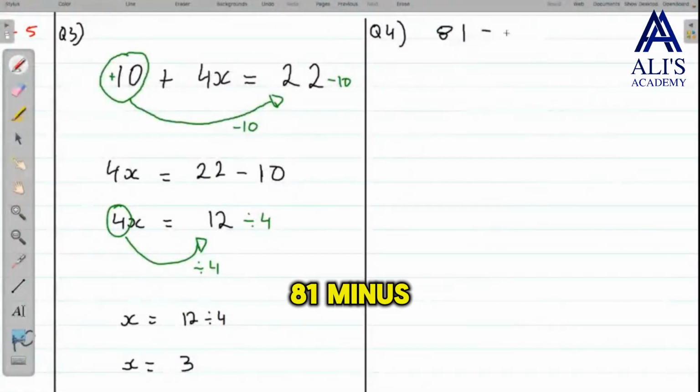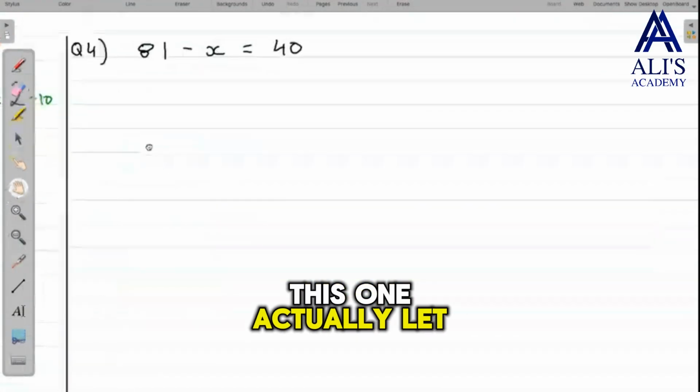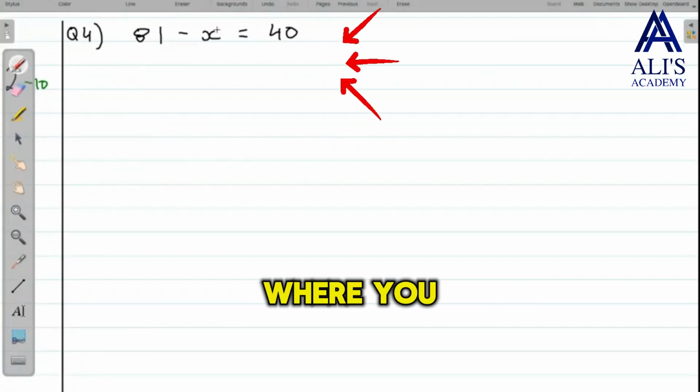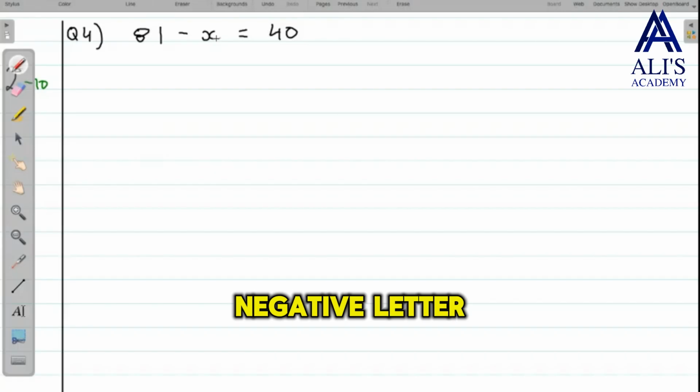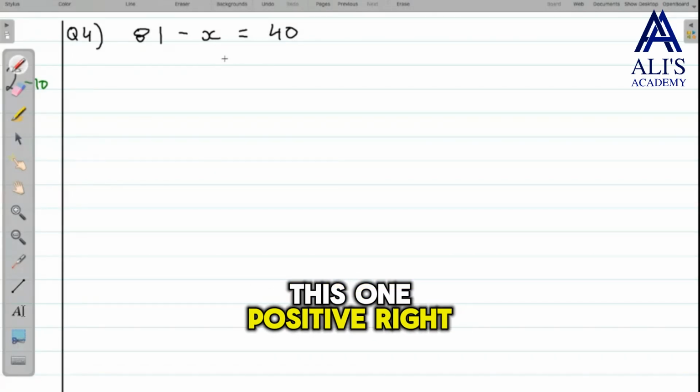81 minus x equals 40. Okay. Now for this one, actually, let me explain this. When you come across a problem where you have a negative letter, what you want to do is make this one positive, right?